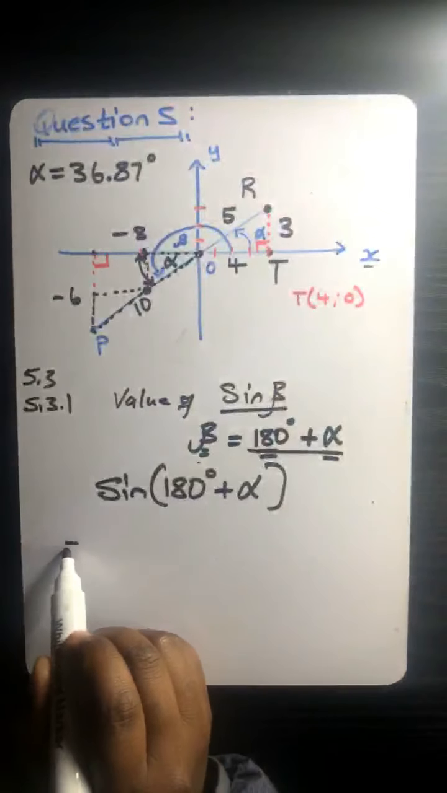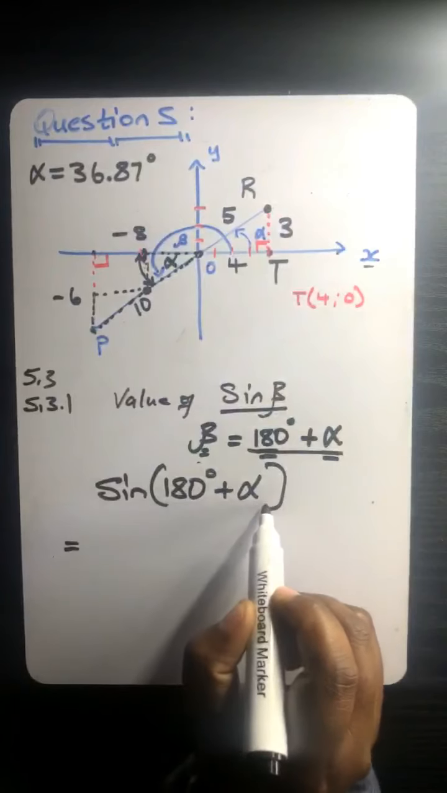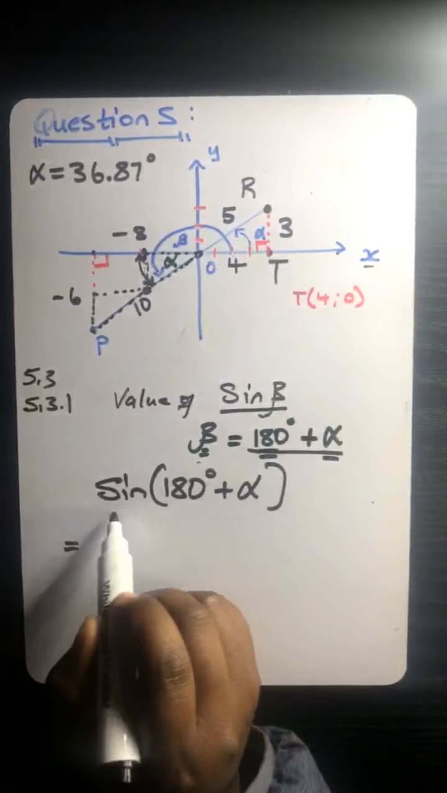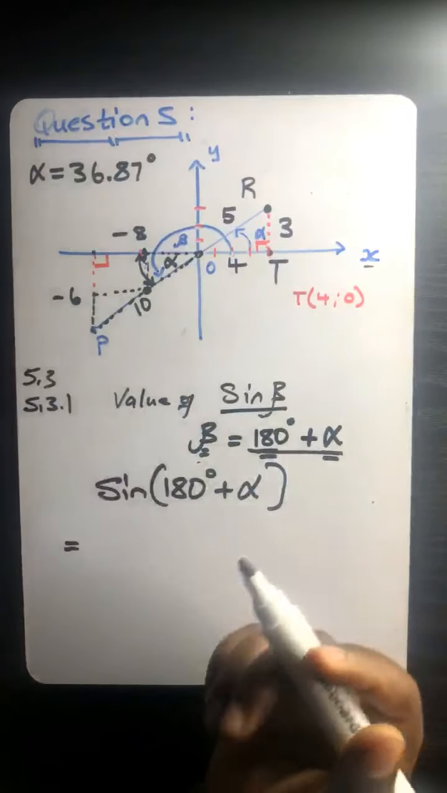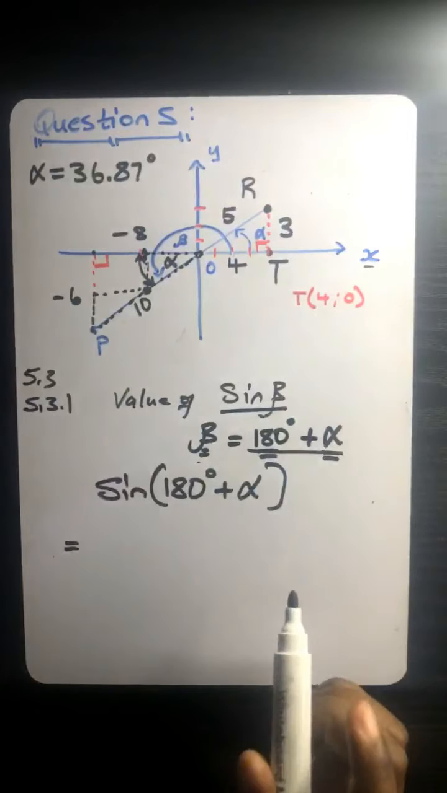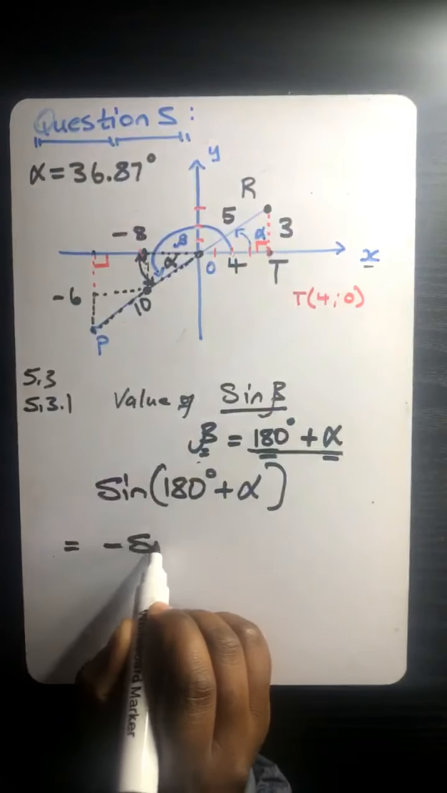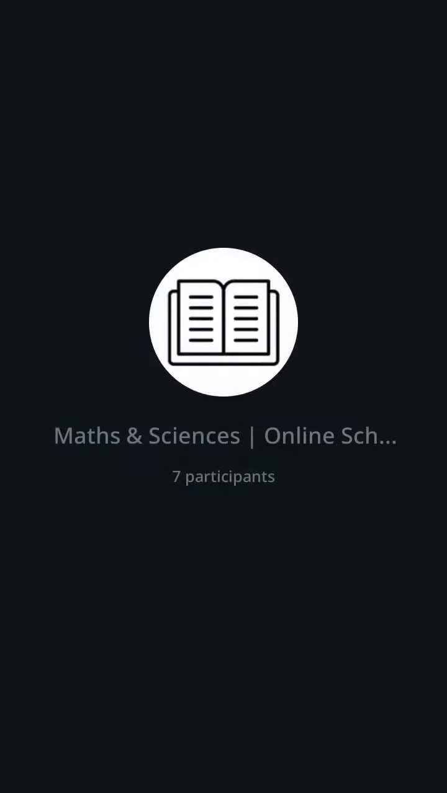So here comes a question. Under which quadrant does this angle fall? And in that quadrant, is sine positive or negative? Can someone tell me? It's in the third quadrant, sir, and sine is negative. It's in the third quadrant and sine is negative in that quadrant, which means this is the same as negative sine of angle alpha. Does it make sense, guys?